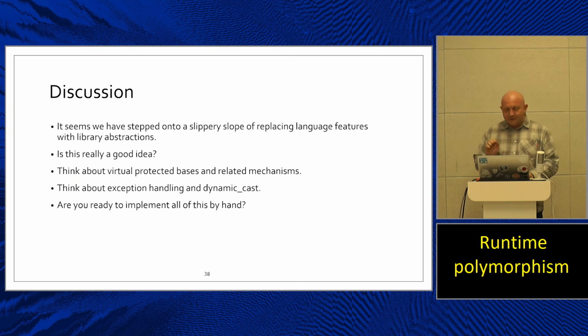Okay, now we should pause and reflect. What have we been doing for the last several slides? We manually rebuilt virtual dispatch tables, type erasure, clone semantics, allocator support, small object optimization. In other words, we started replacing language mechanisms with library abstractions. Is that a good idea?